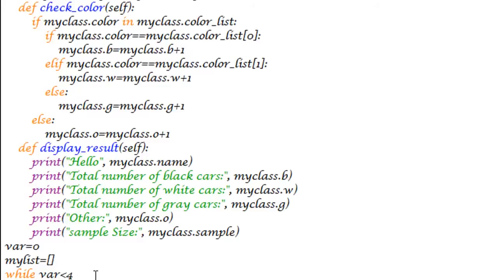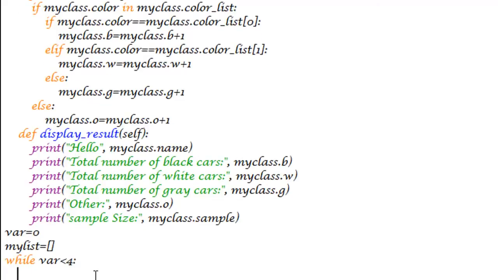And the iterations are going to be for var equals 0, var equals 1, var equals 2, and var equals 3. And it cannot be 4. As soon as it gets 4, the loop will terminate, right? And then I'll put in a colon here. I'll get inside the body of the while loop, and what I'll do is, I'll type in my list, and I'll use the append function of list, and as an argument to this, I'll pass in the class name, and with a set of parentheses.